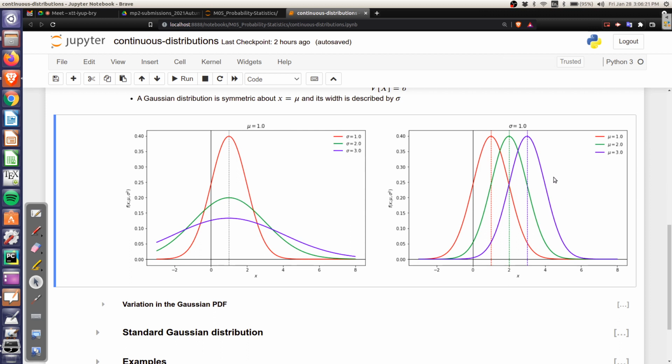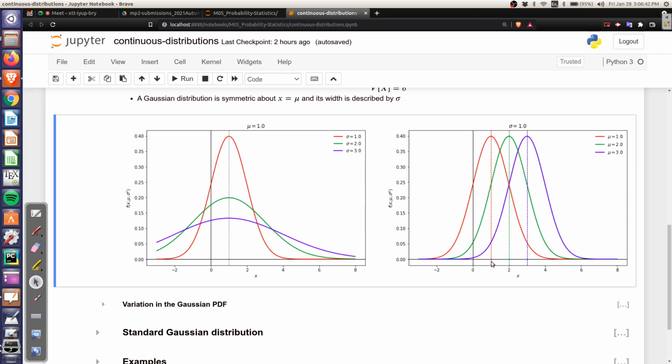So if I keep the mean constant and change the sigma value, this is what you will get. But on the other hand, if I keep the sigma constant, you can see all of them have got the same width. For instance, the red one, you can see this width. The green also has the same width, and the blue also. All of them are equally wide. But what is the difference between the three?